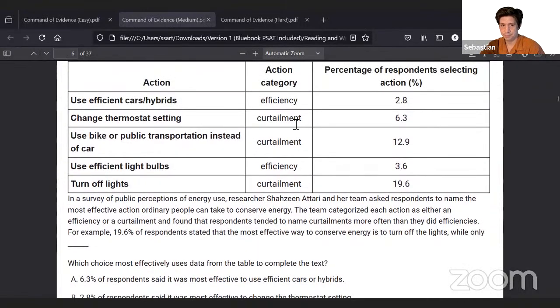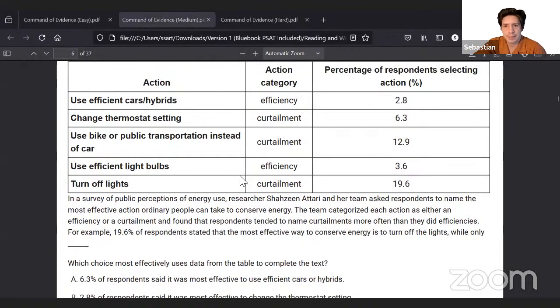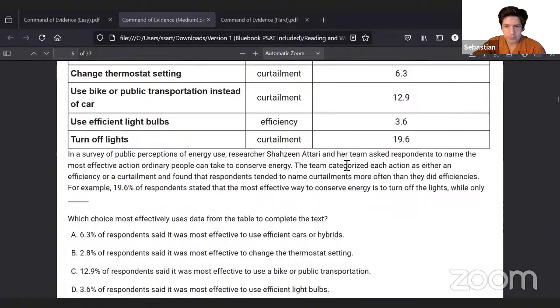So that's a 6.3 went with the changed thermostat. So that's not the one we're looking for. 2% of respondents said it was most effective to change the thermostat setting. That's not what they said. So that's also eliminated. I love it when they're just factually incorrect, right? It makes your life a lot easier.